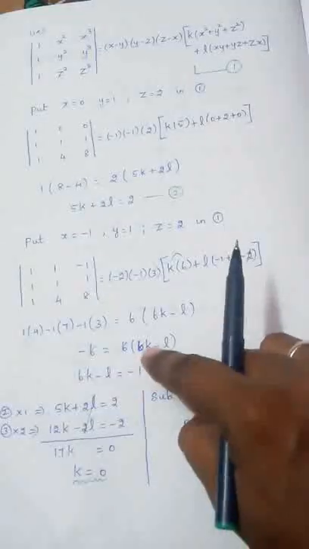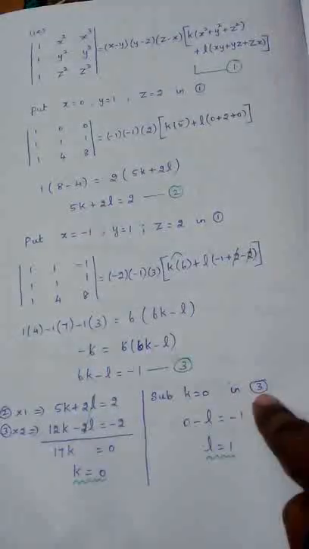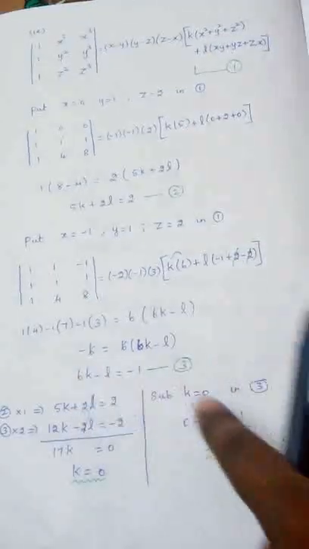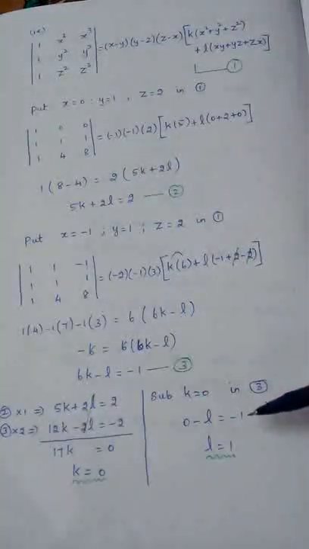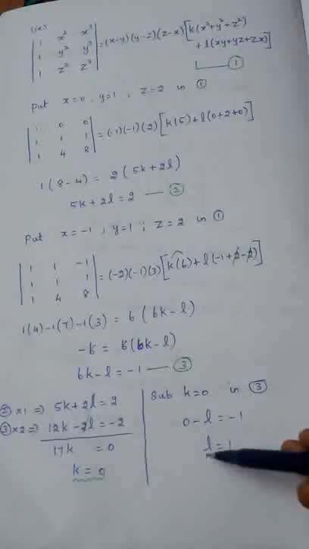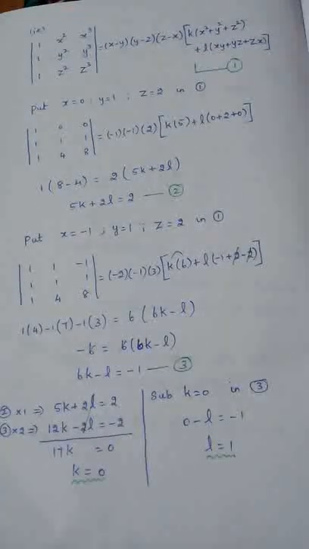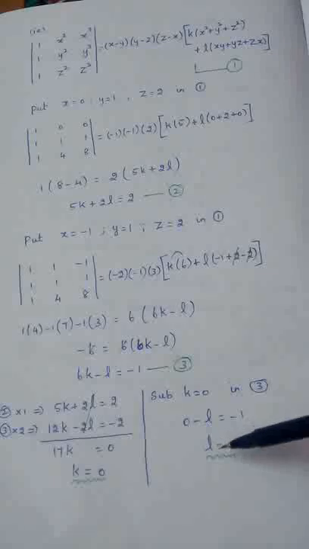Substituting K equal to 0 in this third equation. If K is 0, the first term will become 0. 0 minus L is equal to minus 1. So minus L equal to minus 1, L is equal to 1. Now we found out the K value as well as the L value.